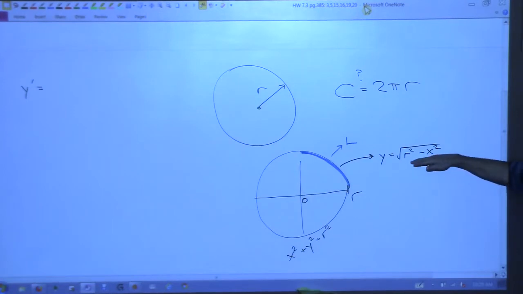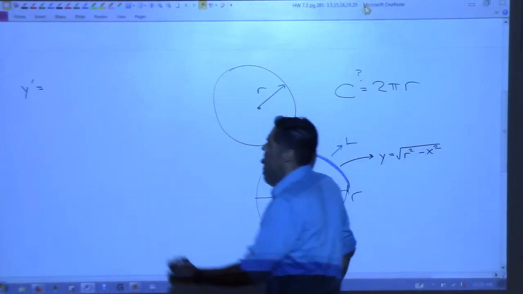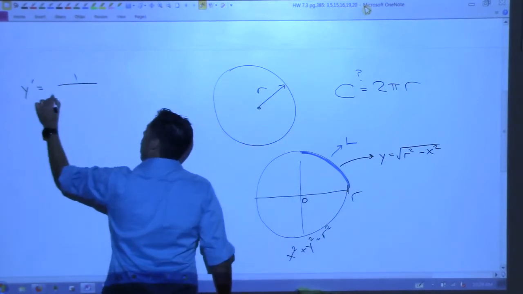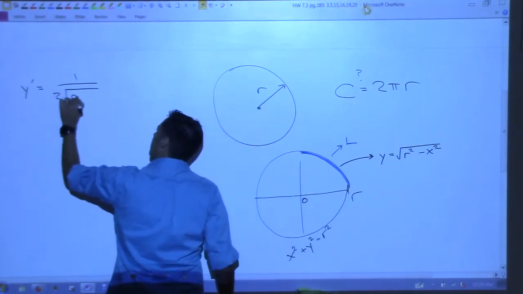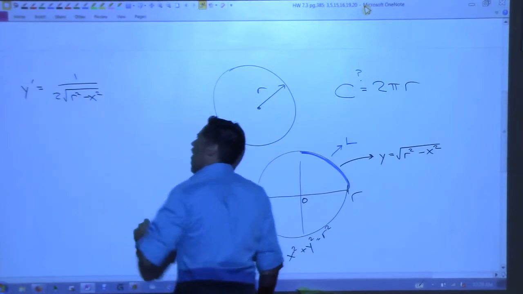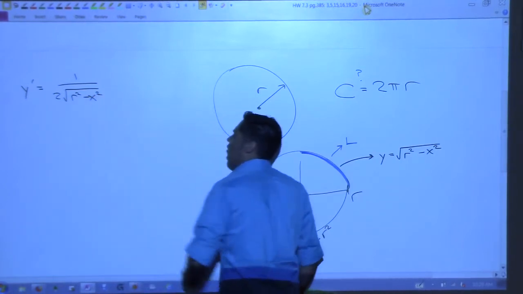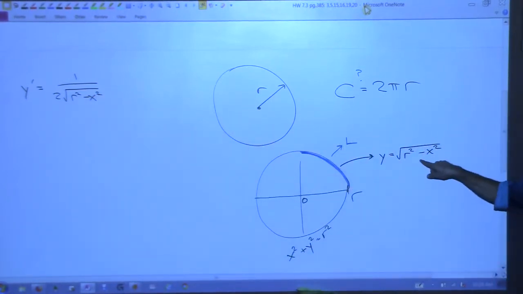So derivative of square root of something, this can be chain rule. Derivative of square root of something is 1 over 2 root of that something. So that's the first part of the chain rule. That takes care of the derivative of the root. Now the derivative of what's inside.